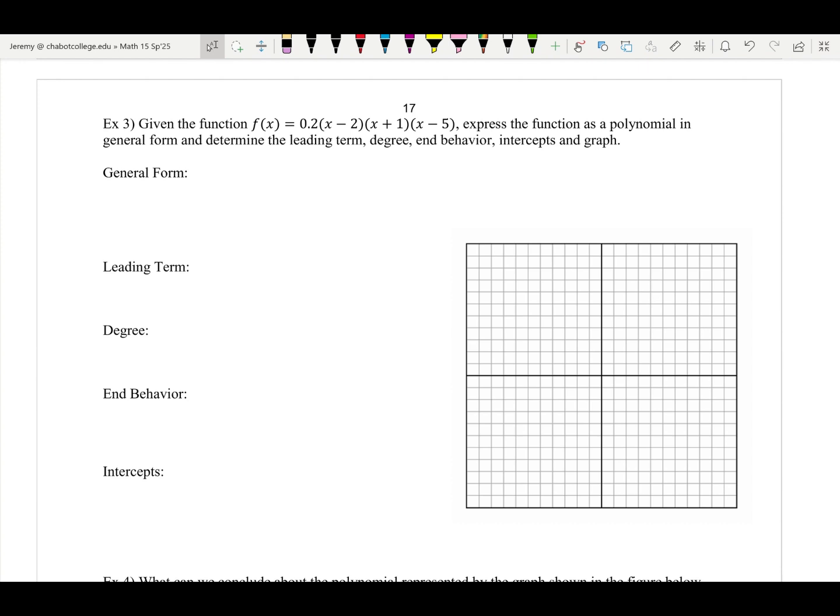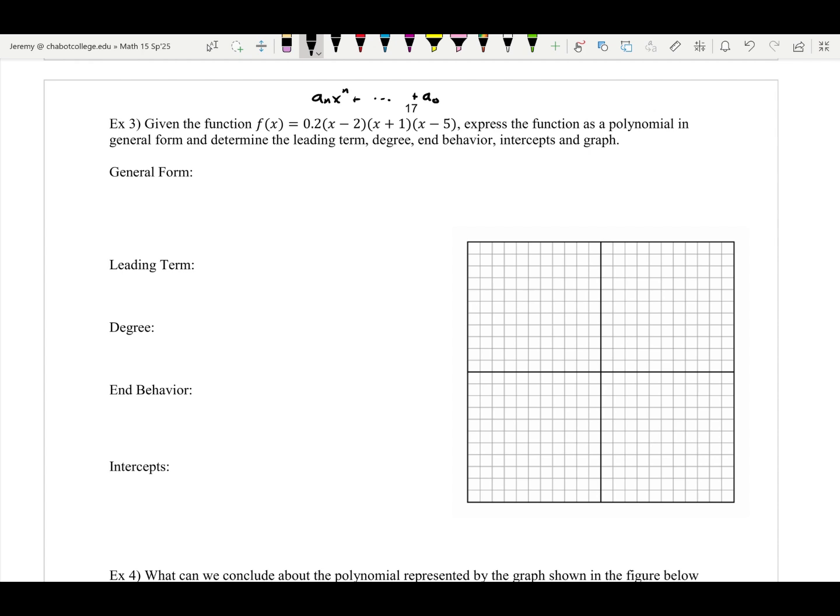So this is a polynomial. I know it's not in that general form of a sub n x to the n plus, down to the constant term. But we can express it in that form by just multiplying it out, and that's exactly what we're going to do down here to get the general form. So I'll just copy down my function.